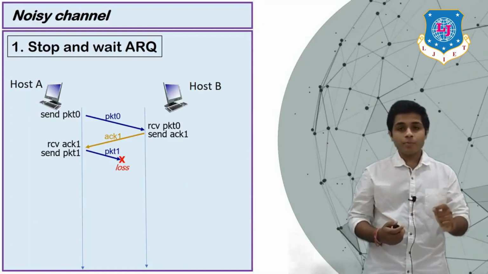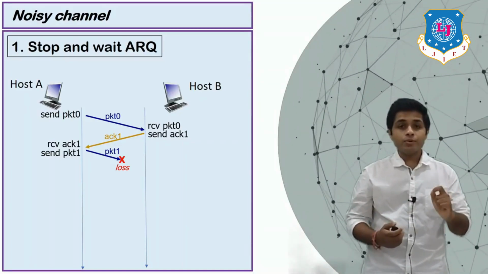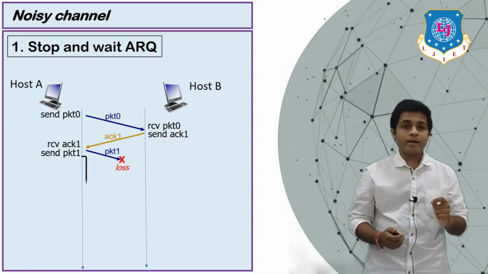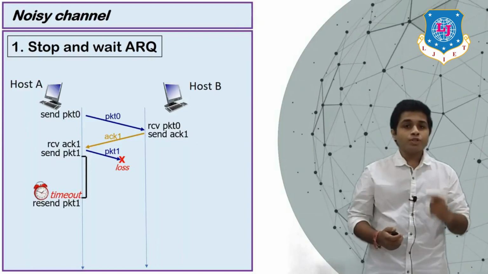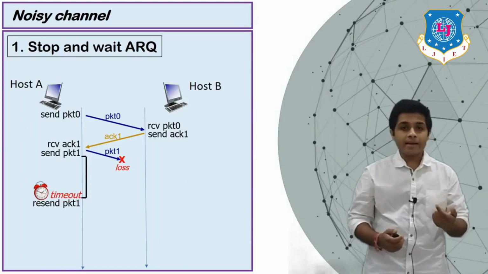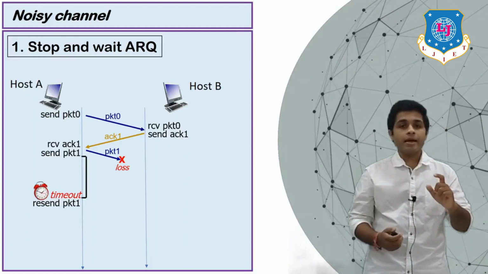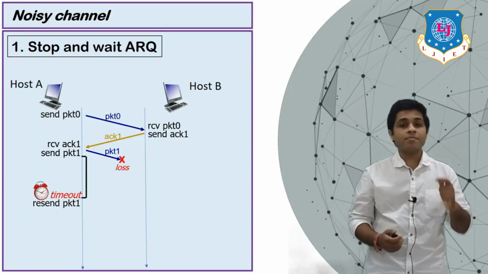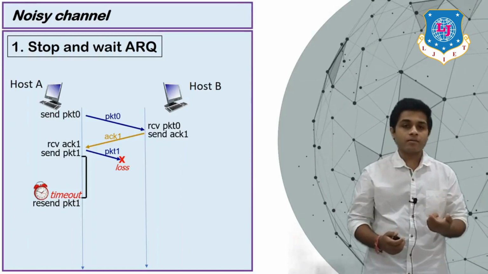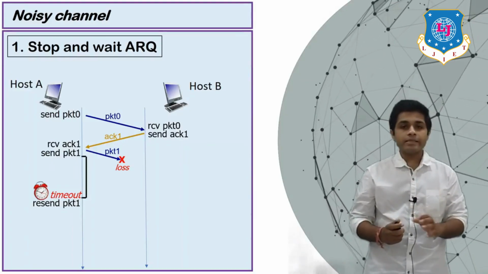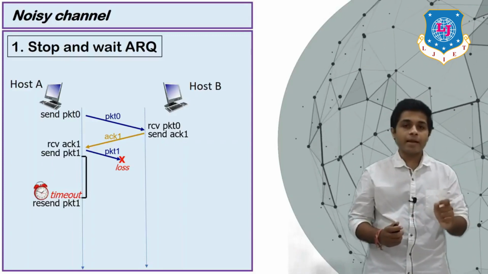So to solve this problem, A will use a timer, and that timer is known as the timeout time. So after sending any packet, the sender will wait for a fixed amount of time, and after waiting for that fixed amount of time, A will send the packet again. For example, A is waiting for 5 seconds after sending the packet 1.